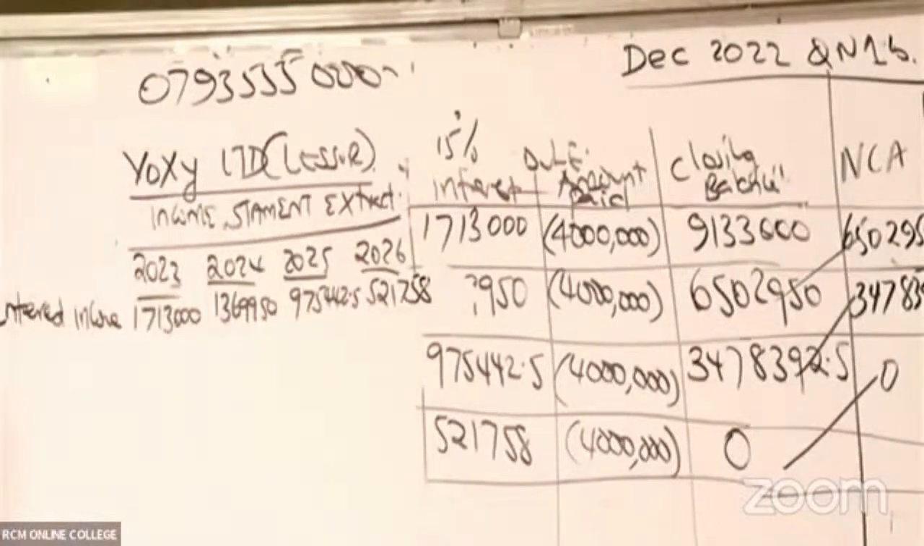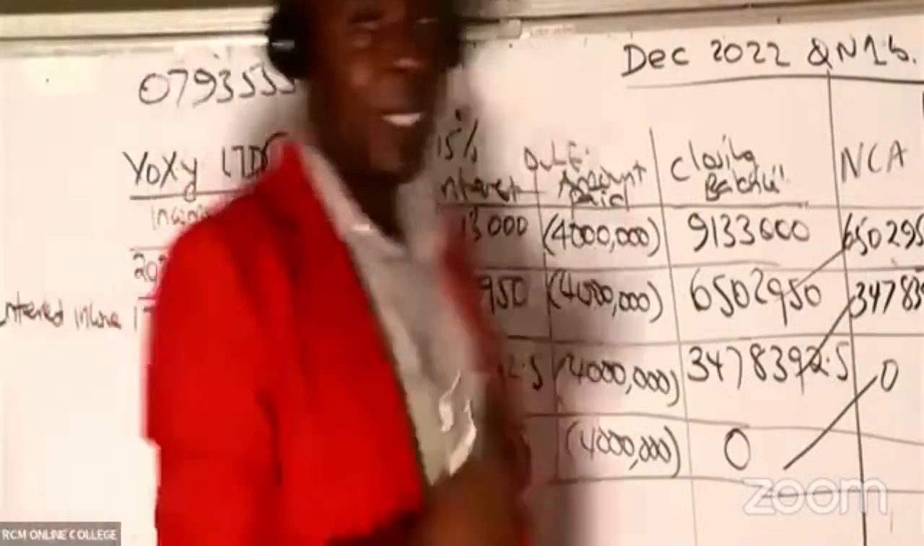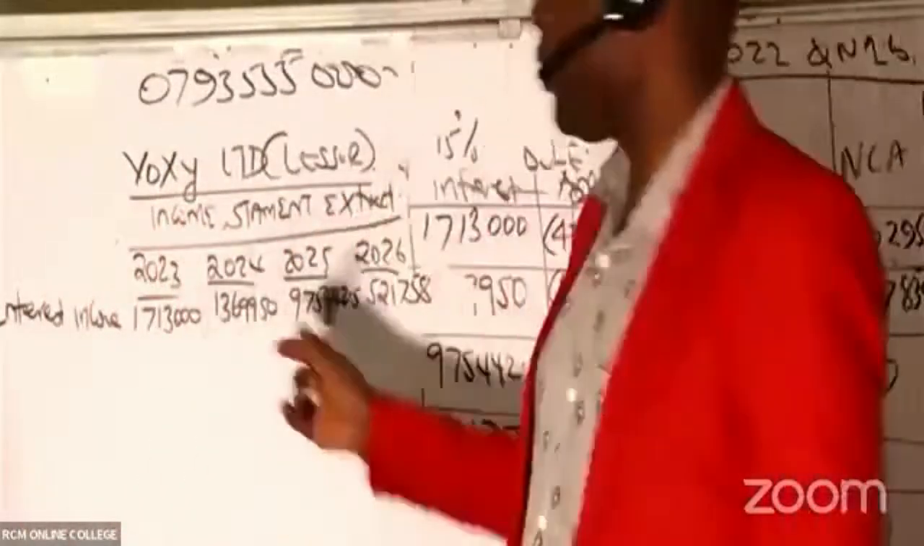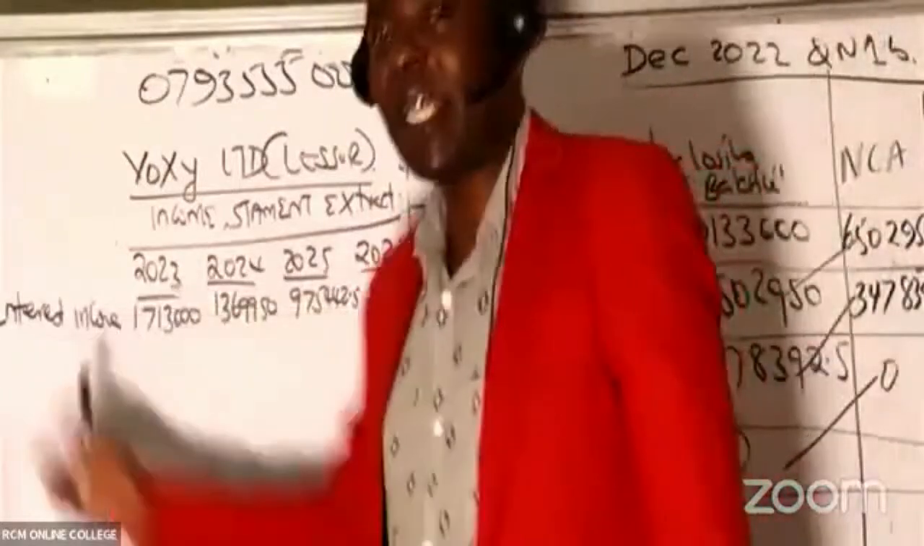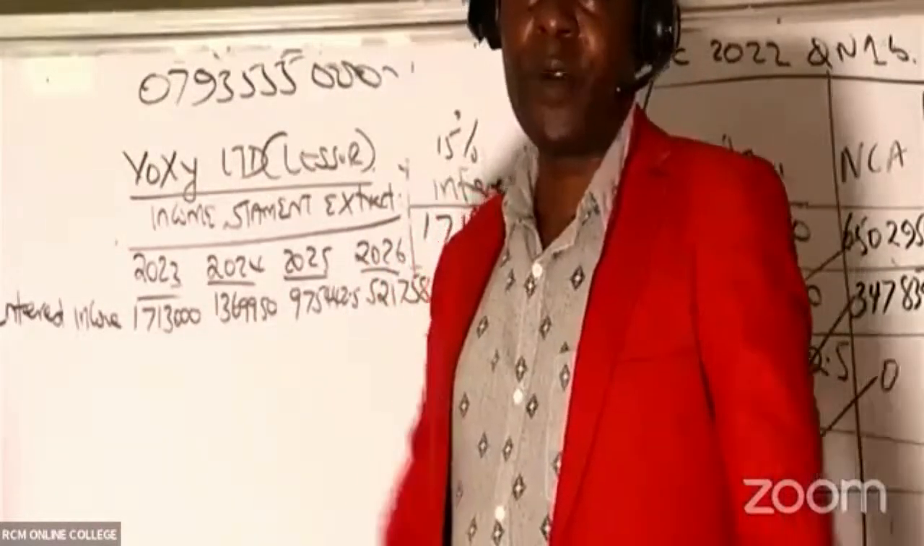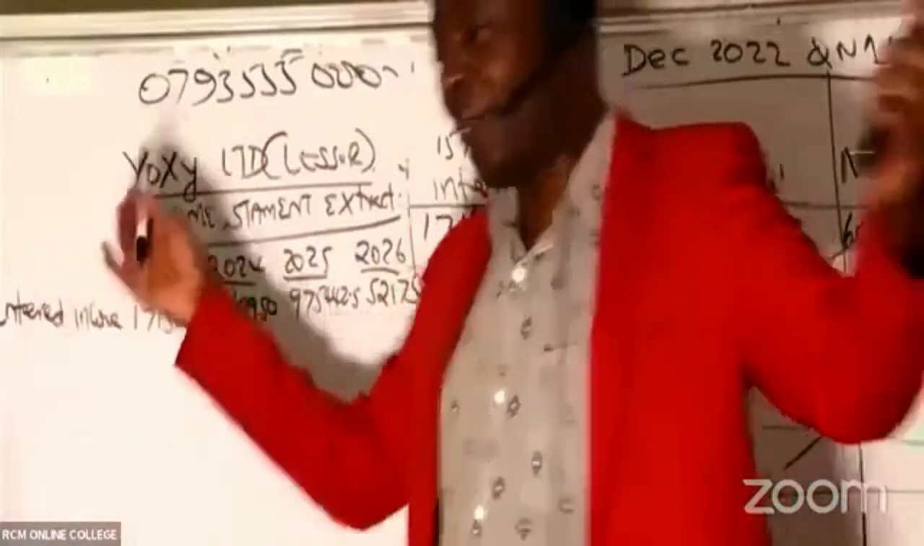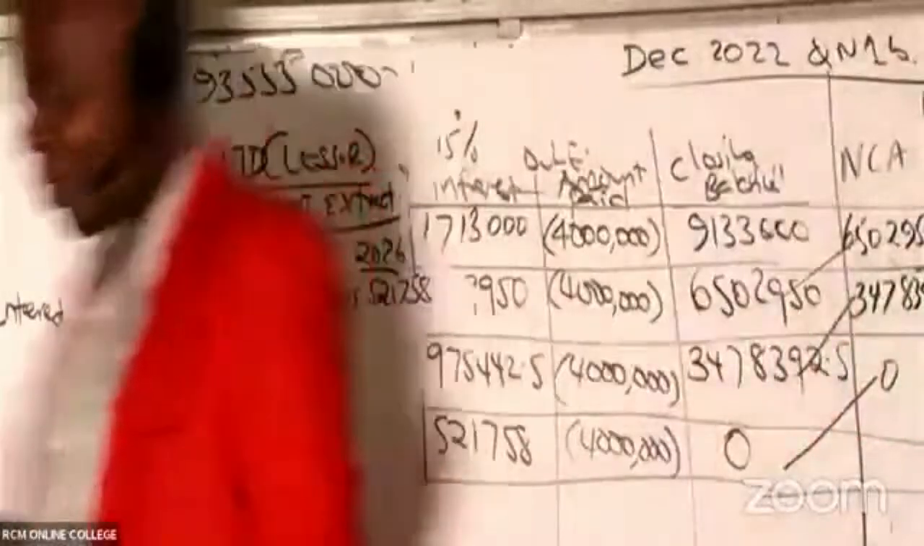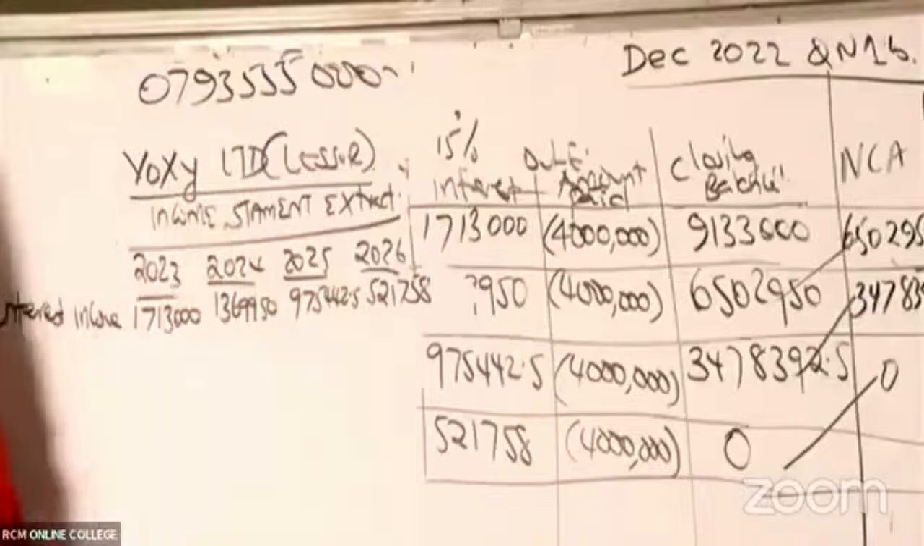So that is it. Voxy Limited, income statement extract. Remember, if it was the lessee, in the income statement the lessee would have had two things, interest expense and the depreciation. But now here we are the lessor. Lessors, we are not depreciating. We are awake. Thank you very much.